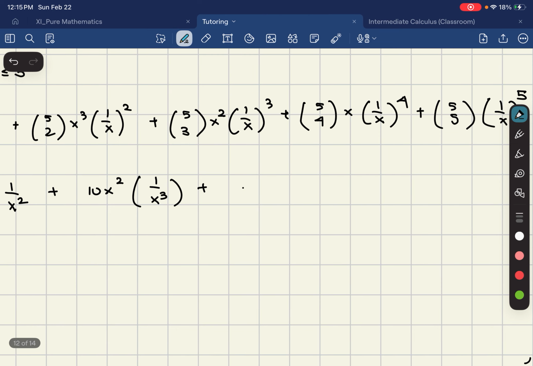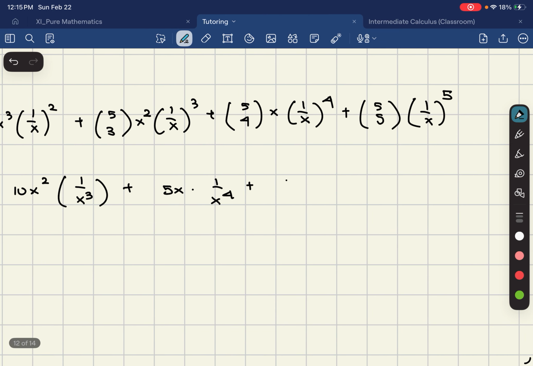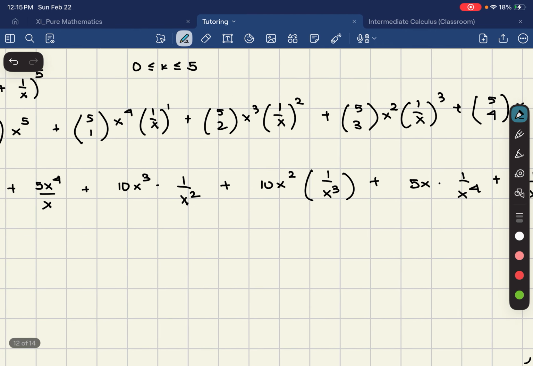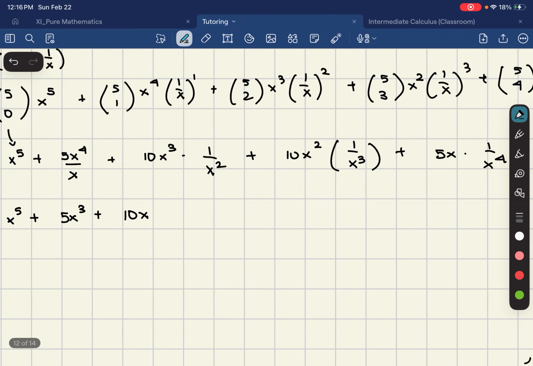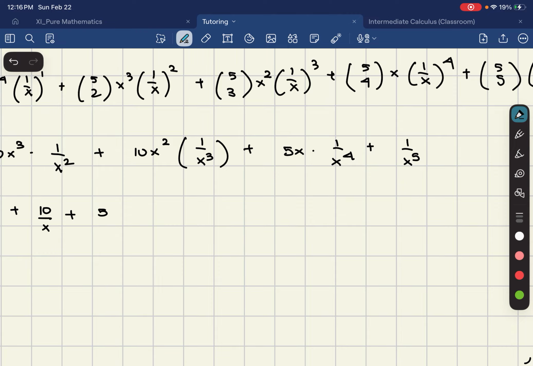Plus 5c4 is just x times 1 over x to the power 4. Finally, 5c5 is just 1 over x to the power 5. So now we have x to the power 5 plus this is 5x cubed plus this is 10x because 3 minus 2 is 1, plus this is 10 over x plus this is 5 over x cubed plus 1 over x to the power 5.